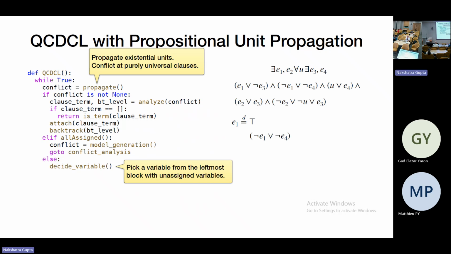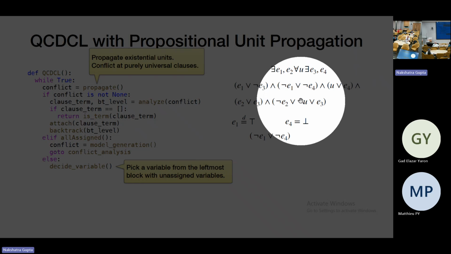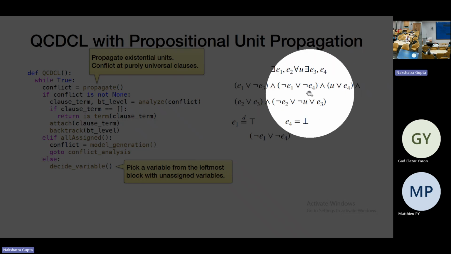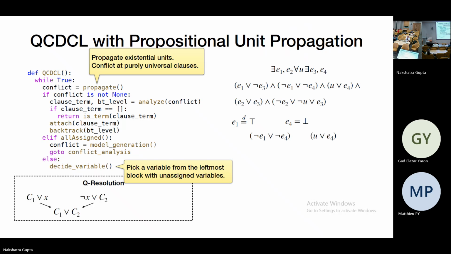Then we indeed have some propagation. This clause here becomes a unit clause, and we assign E4 false. And now we have this clause up here, where E4 is false and U is universally quantified. We said that's where we're going to say we have a conflict. So now we want to perform conflict analysis.